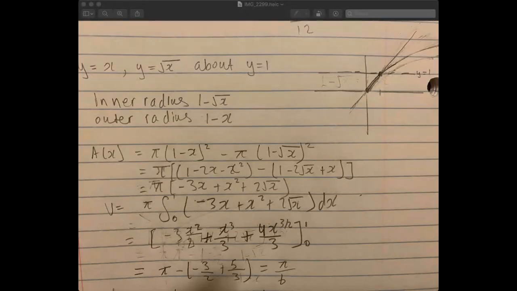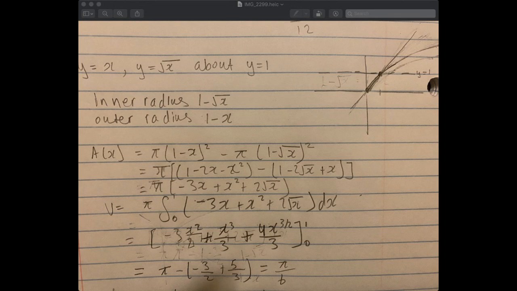Keep going. So basically now the formula is that you take the outer function, square it, times pi, and minus the inner function. And then when I simplify, I get 1 minus 2x minus x squared, and 1 minus 1 minus 2 radical x plus x. And when you further simplify, you get negative 3 plus x squared plus 2 radical x. And then you take the antiderivative, and you get the function that I have on the second last line.